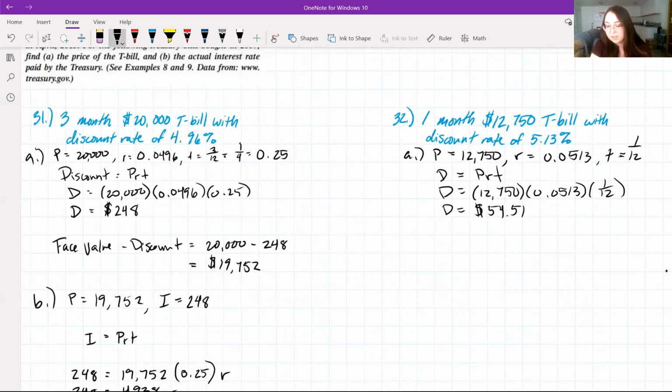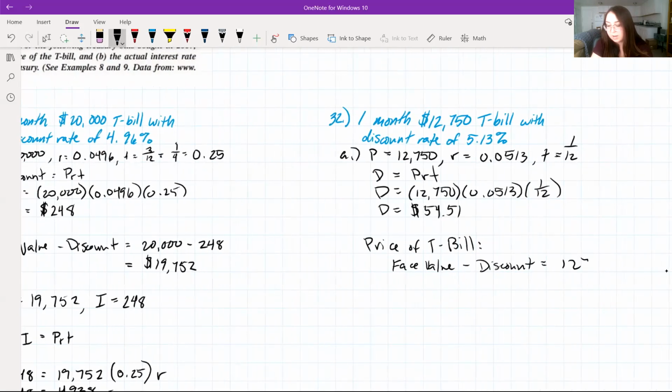So now I want to find the price of the T-bill. So price of T-bill, which we know is face value minus discount. So we're going to do 12,750 minus $54.51. And that will give us that our price of the T-bill would have been $12,695.49.